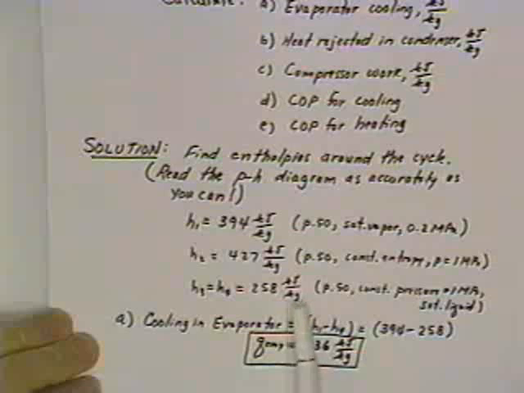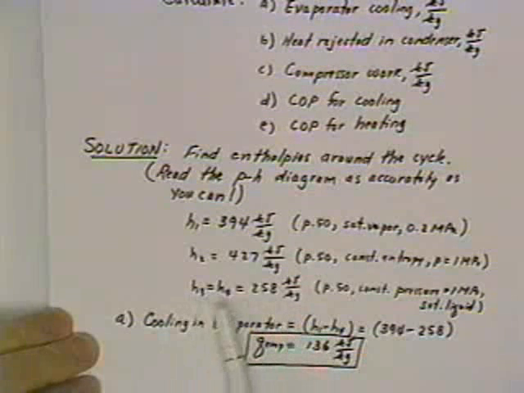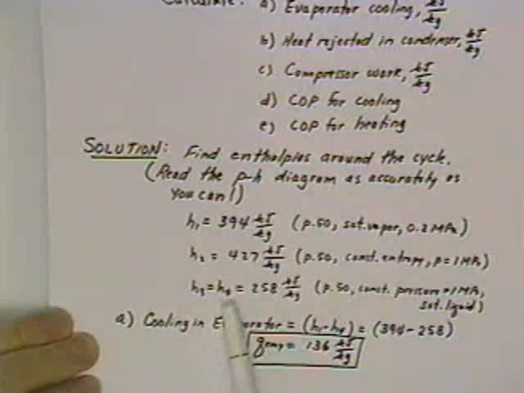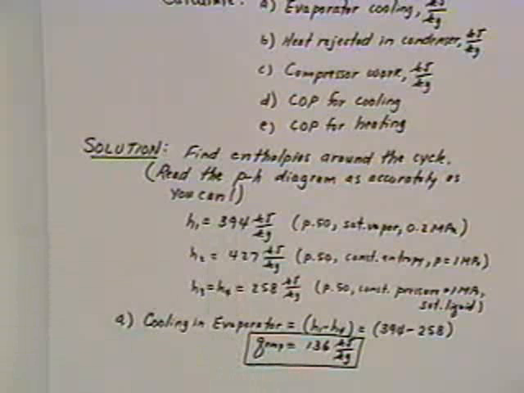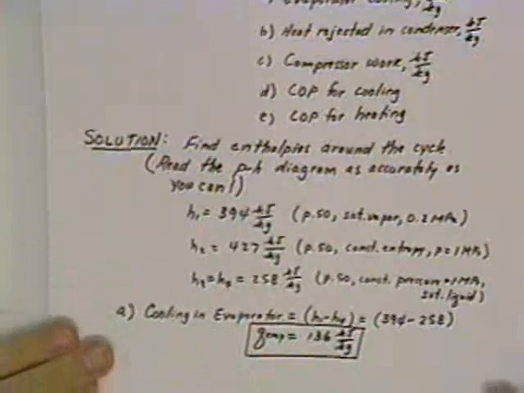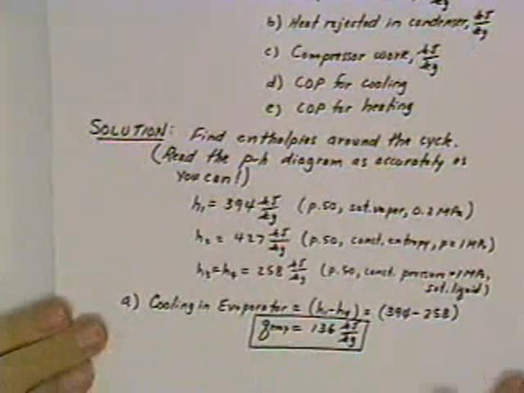H3 is fairly easy to locate. 258 kilojoules per kilogram is located on the saturated liquid line at 1 megapascal pressure. Since the process from 3 to 4 is expansion through the expansion valve or capillary tube, H3 is equal to H4, so it's also 258 kilojoules per kilogram. So the analysis of a real cycle, even the simple cycle we're talking about here, is fairly straightforward once you get the enthalpies, but getting the enthalpies off of the P-h diagrams is kind of a challenge.